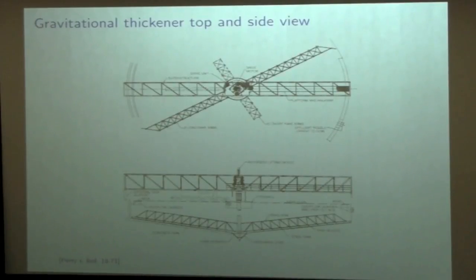So those are the typical features. Very little in terms of mechanical overhead. So there's a motor and that rotating rake.